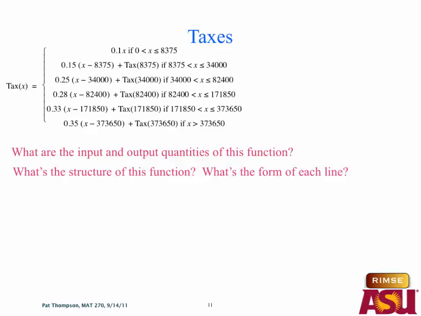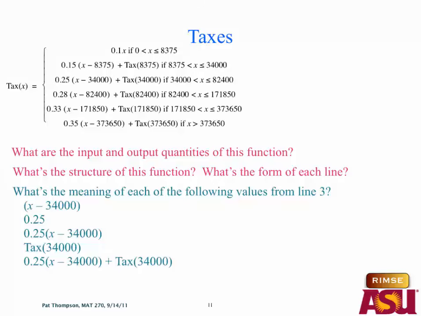Okay, so now you've got some questions here. What's the structure of this function? What's the form of each line? And then let's look at line 3. We want to look at the meaning of each of those values that you get. If you were to see that as an amount of something, it's an amount of what? So what would each of these represent in that third line? Think about question number 2, and then work through these 5 expressions, the meaning of each of those expressions in line number 3.